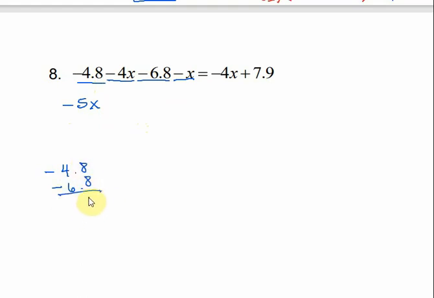8 plus 8, that would be 16. I would carry the 1, and then that would give me 11. And then since I'm adding, anytime you add or subtract, you use the sign of the biggest number. So that would be a -11.6.